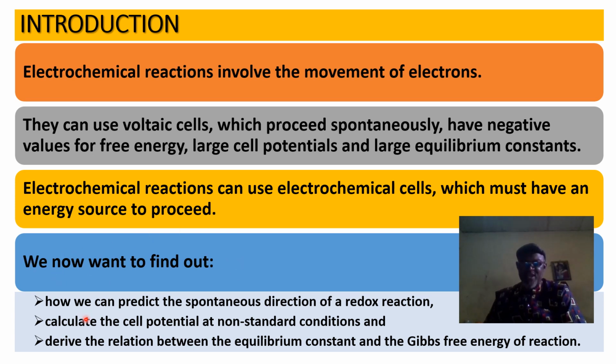Therefore, we now want to find out how we can predict the spontaneous direction of a redox reaction. So we want to find out our ability to predict if a reaction can go on as written or can go in the reverse direction. We also want to find out how we can calculate the cell potential at standard conditions and non-standard conditions, and then how we can derive the relationship between the equilibrium constant and the Gibbs free energy of the reaction.